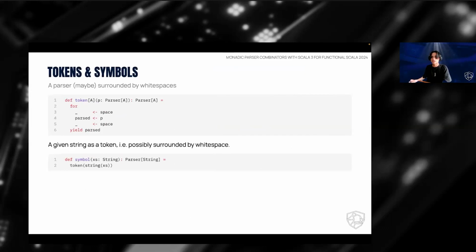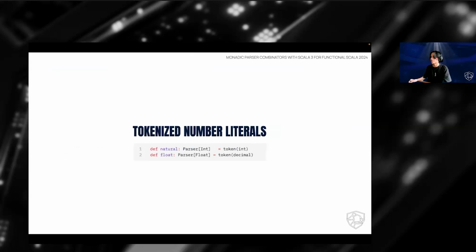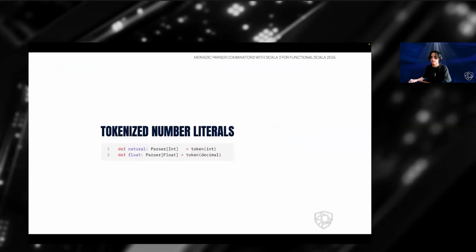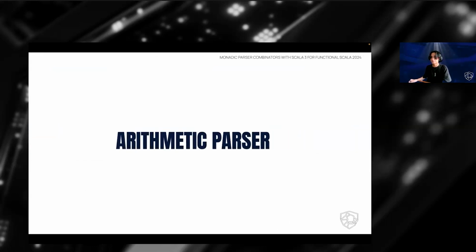So tokens and symbols are parsers that are surrounded by white space. For example, we have white space surrounding this parser, and we return the parsed thing. And symbol is just the string parser, but tokenized. That means it can be surrounded by white spaces. So with that, we can build natural and float numbers.